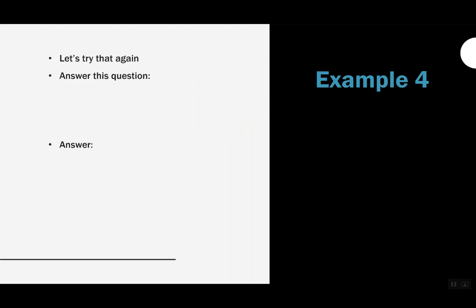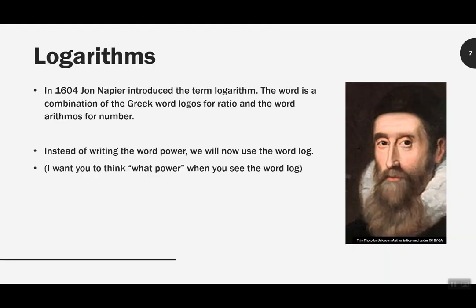So, let's try again. Let's do another one. What power of 5 is 125? Pull out that calculator, start pushing buttons. Again, I'm thinking about what power of 5 is 125, and after you hit a few buttons, you should come to the fact that it's 3. So 5 cubed is 125, right?